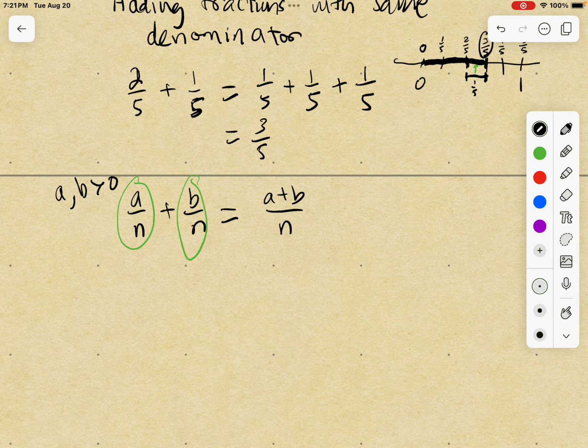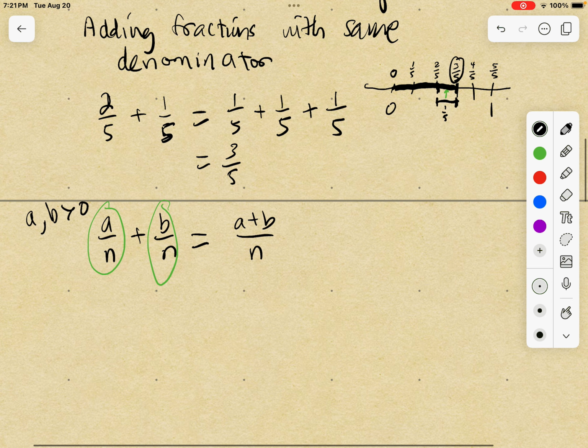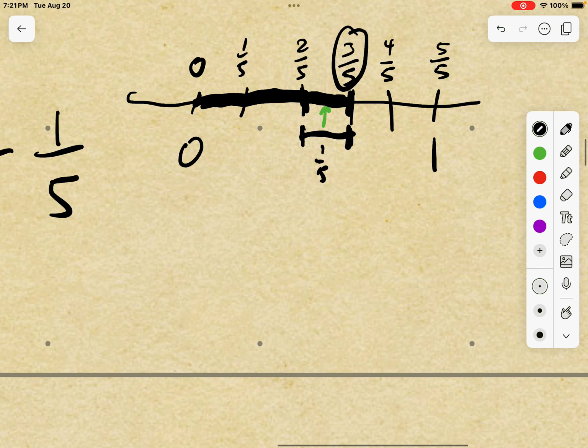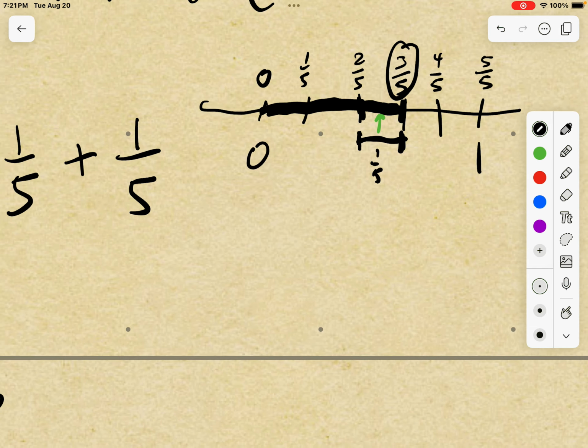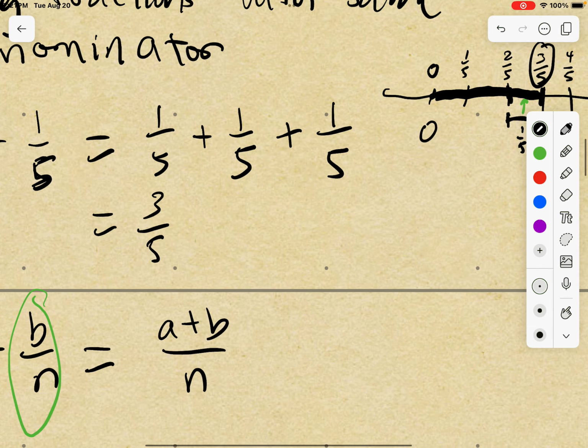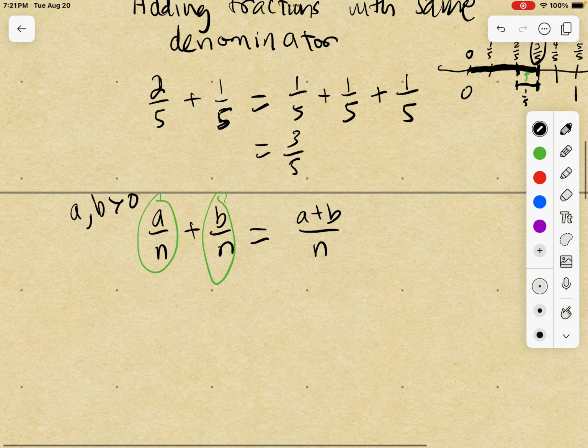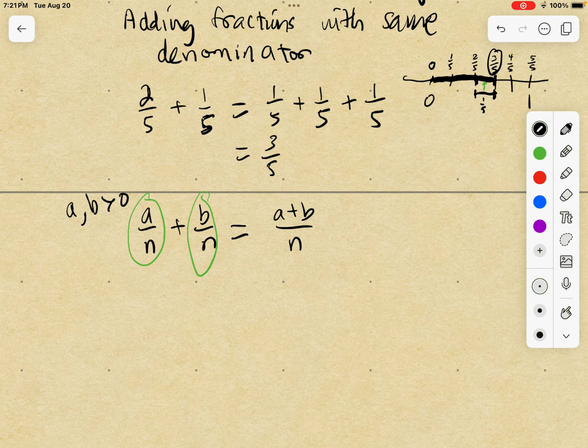So it's a good idea when you're adding fractions, instead of just following the formula, to think, okay, I have 2 of 1/5 and 1 of 1/5, and then putting them next to each other on the number line, where am I on the number line? That's a good way to think of adding fractions with the same denominator, because then you'll understand why you would add the numerators together, because you're just saying how many total nths do you have. Okay, so that's adding fractions with the same denominator.